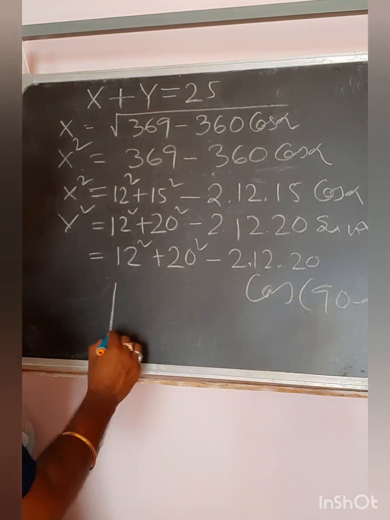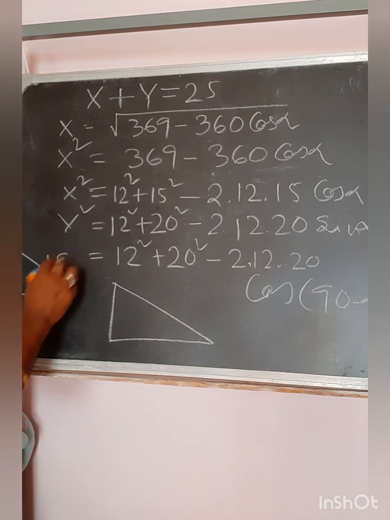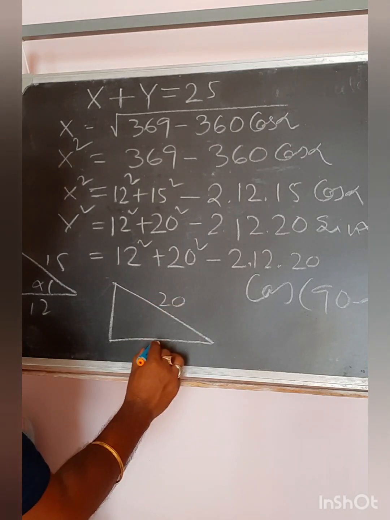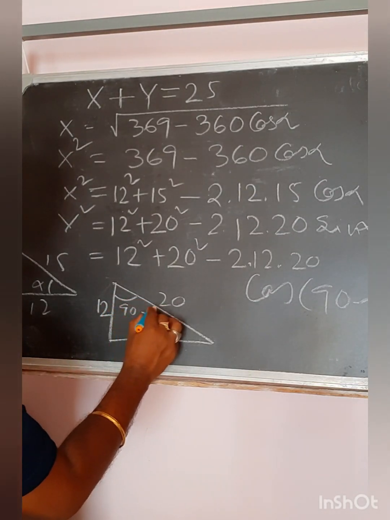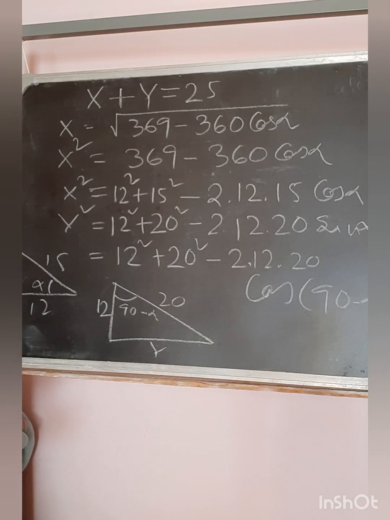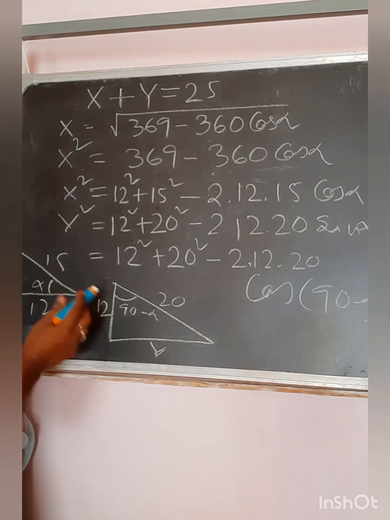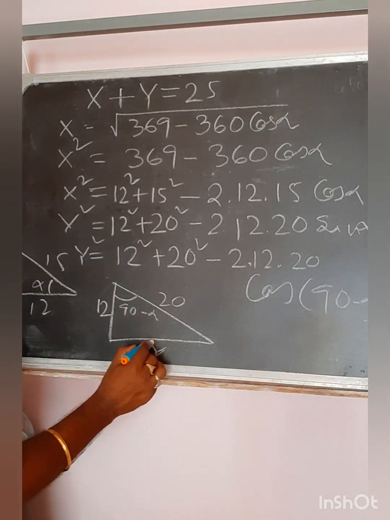If I represent this also in a triangle: the earlier one is 15, 12, angle alpha, and side x. Now this one will have the bigger side 20, and the other side 12, so the angle between them should be 90 minus alpha, and this side would be y. Up to this you understand, I suppose. This is cos of 90 minus alpha, so this will be y square, with 12 square, 20 square.